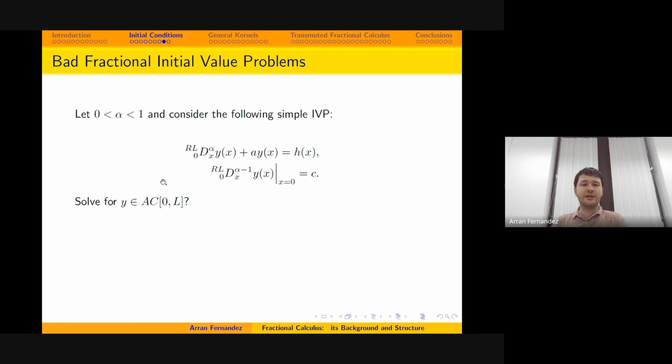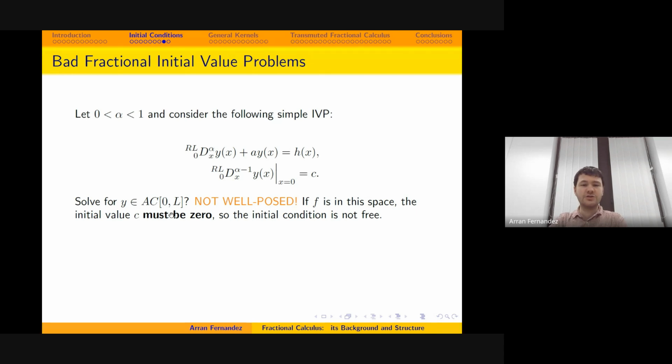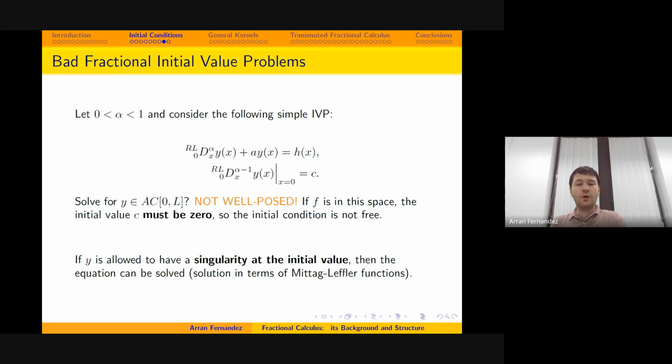But if you try to solve in a nice function space like this, absolutely continuous functions, it's not well posed, because the fractional integral, and this is indeed a fractional integral, even if it looks like a derivative, with alpha between 0 and 1, the fractional integral of an absolutely continuous function y must be 0. So there is no choice in C, there is no free initial condition. If we allow y to have a singularity at the initial value, then everything makes more sense. So we need to use function spaces that do not require continuity or even boundedness on the closed interval.